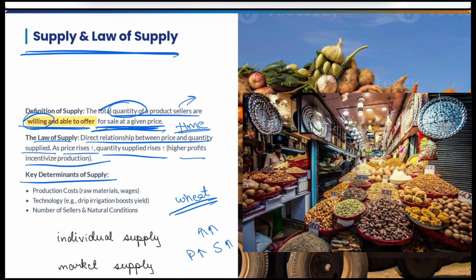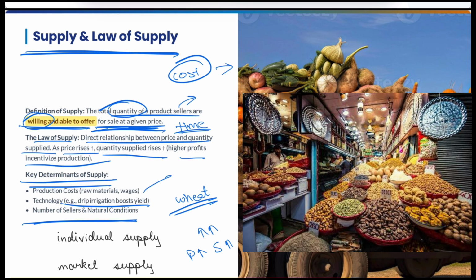Okay, so now the key determinants of supply. First is the production cost, that is, what it costs to produce the product and what you get when you sell it in the market. Then the technology you have. If you have drip irrigation, it will boost your yield, so that will also determine how much supply you're going to get. The number of sellers and the natural conditions will also affect the supply of a particular product. Other things are the price of related goods, and the future expectations will also play a role in supplying the goods.